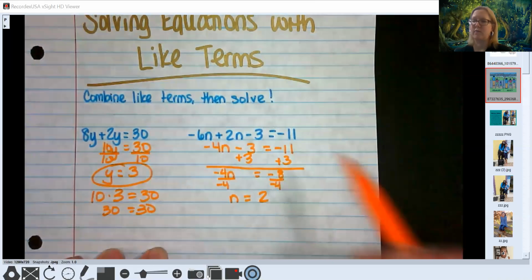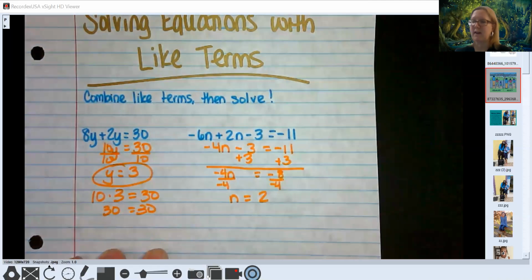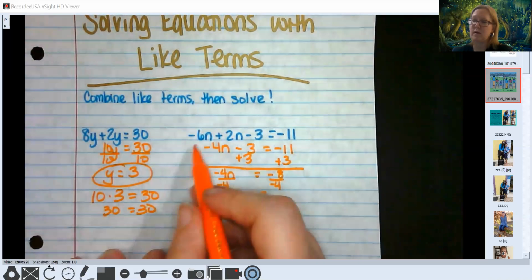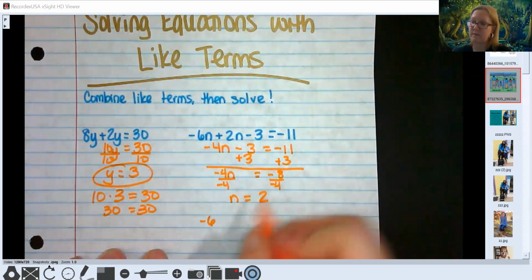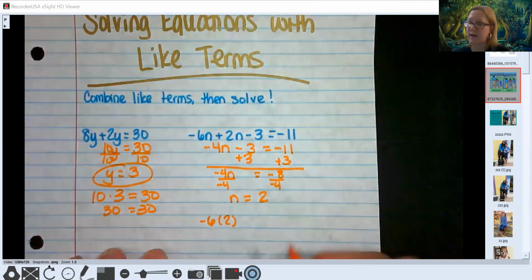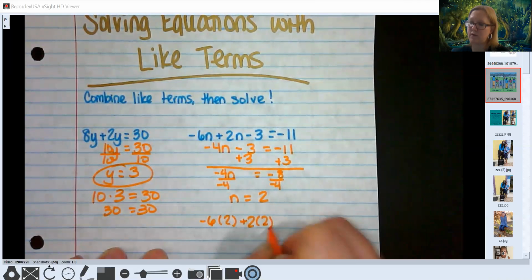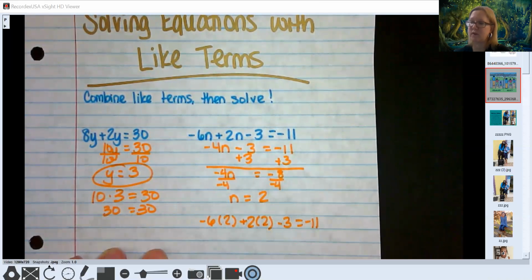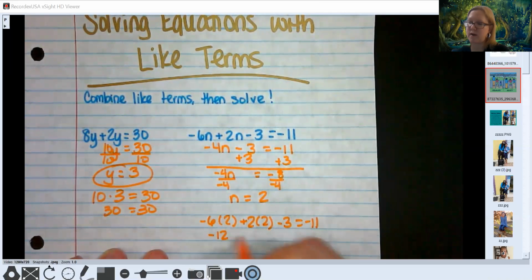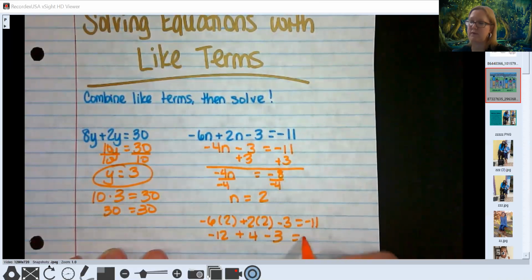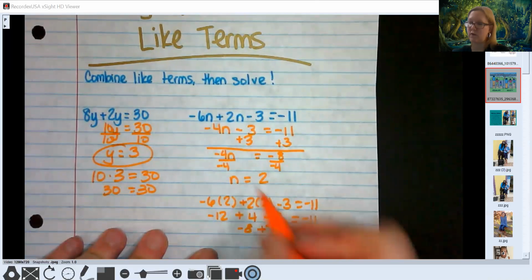This time I will put it back into the original equation, because especially since it was more complicated, I want to make sure we don't make a mistake. So I have negative 6 times my value of the variable, which was 2. Okay, so negative 6 times 2 plus 2 times 2 minus 3 equals negative 11. All right, then let's work this out. I have negative 12 plus 4 minus 3 equals negative 11. If I work this out, negative 12 plus 4 is negative 8. And then negative 8 minus 3 is the same as negative 8 plus negative 3. So that equals negative 11. All right, so here's my answer.